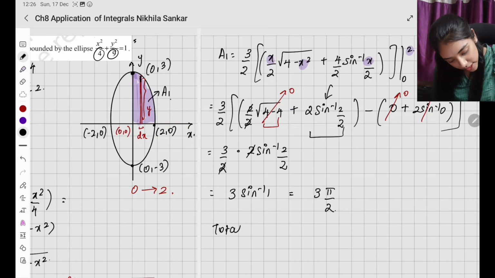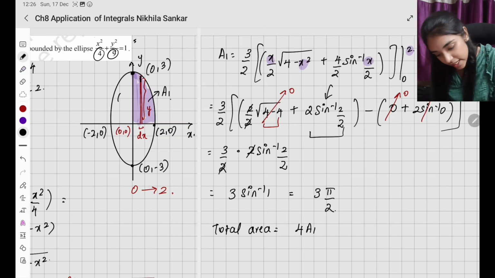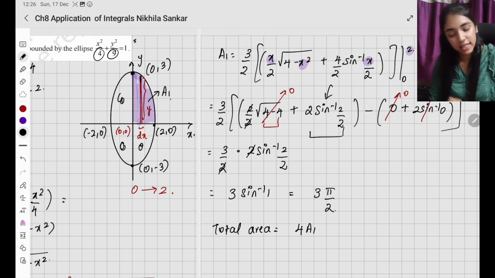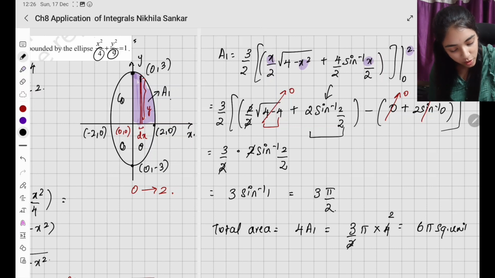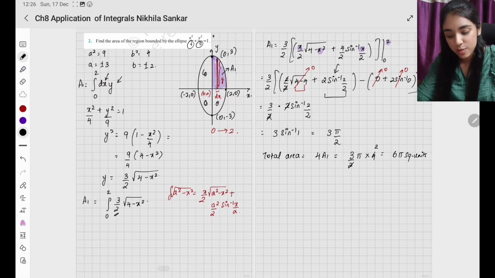But what is my total area? Total area equals 4 times A1, correct? So it is going to be 4 times what we just found out. So 4 times A1 is going to be 3 by 2 pi times 4. And this gets cancelled. I'll be left with 6 pi square units. Since we are talking about the area, it is going to be 6 pi square units.